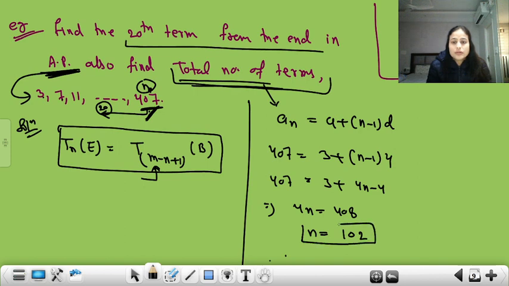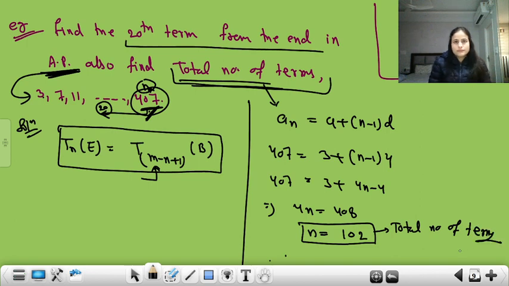That means the value of n corresponding to this last term is 102. So that's why the total number of terms is nothing but 102. This is the total number of terms, right? Okay, so now we can use this formula. I need to get the 20th term from the end now.